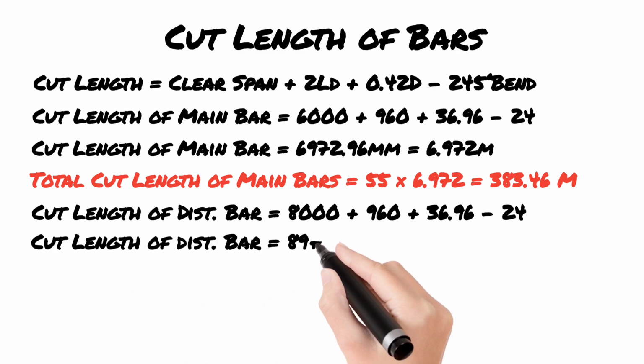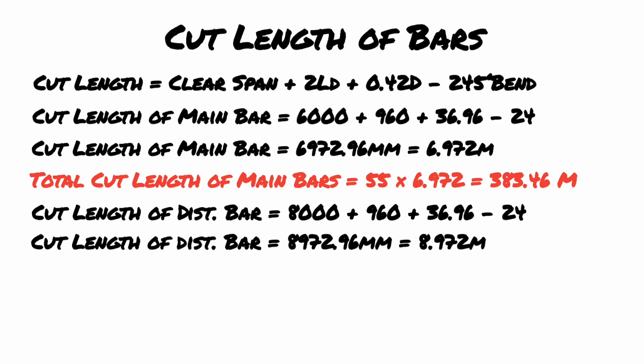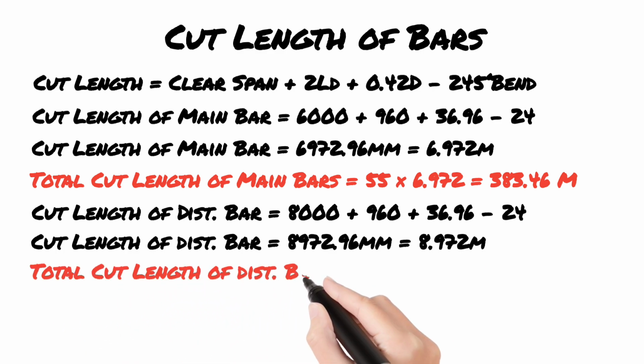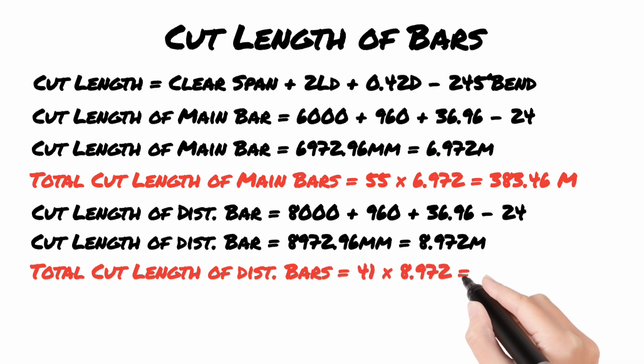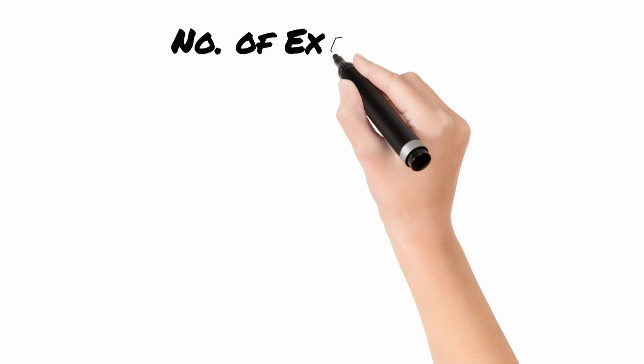Similarly, cut length for distribution bar is equal to 8000 plus 960 plus 36.96 minus 24 equals 8972.96 millimeters or 8.972 meters. Total cut length for distribution bars is equal to 41 times 8.972 equals 367.89 meters.